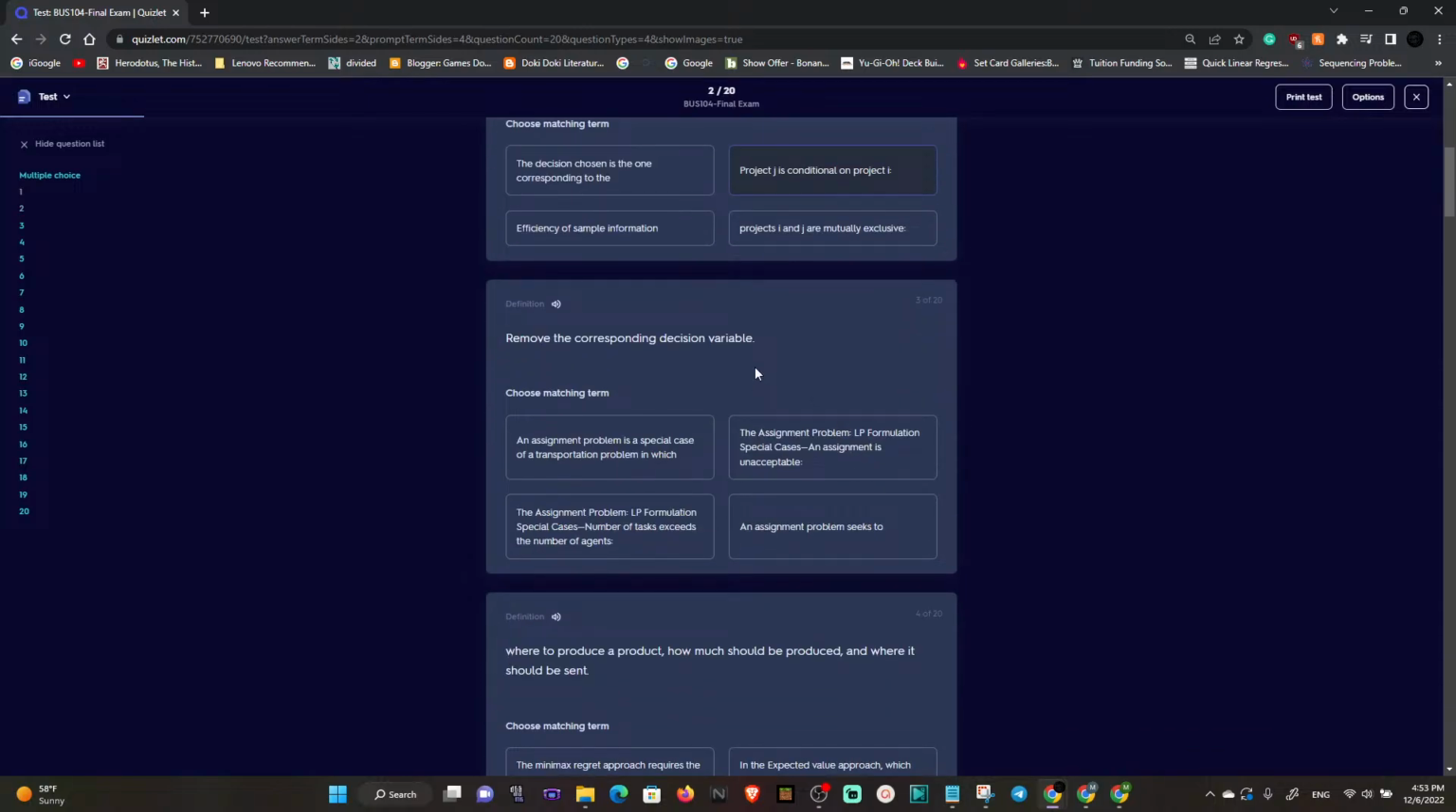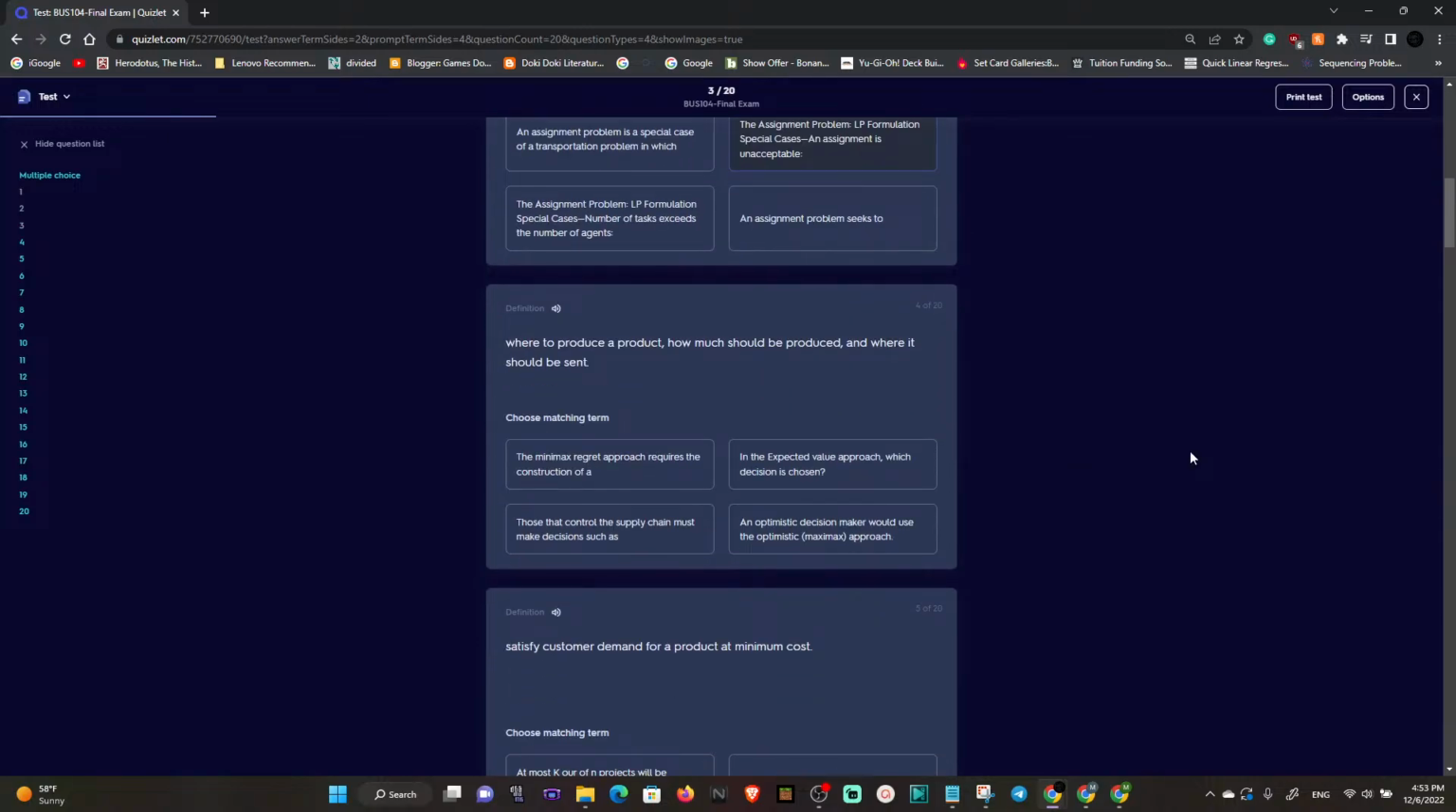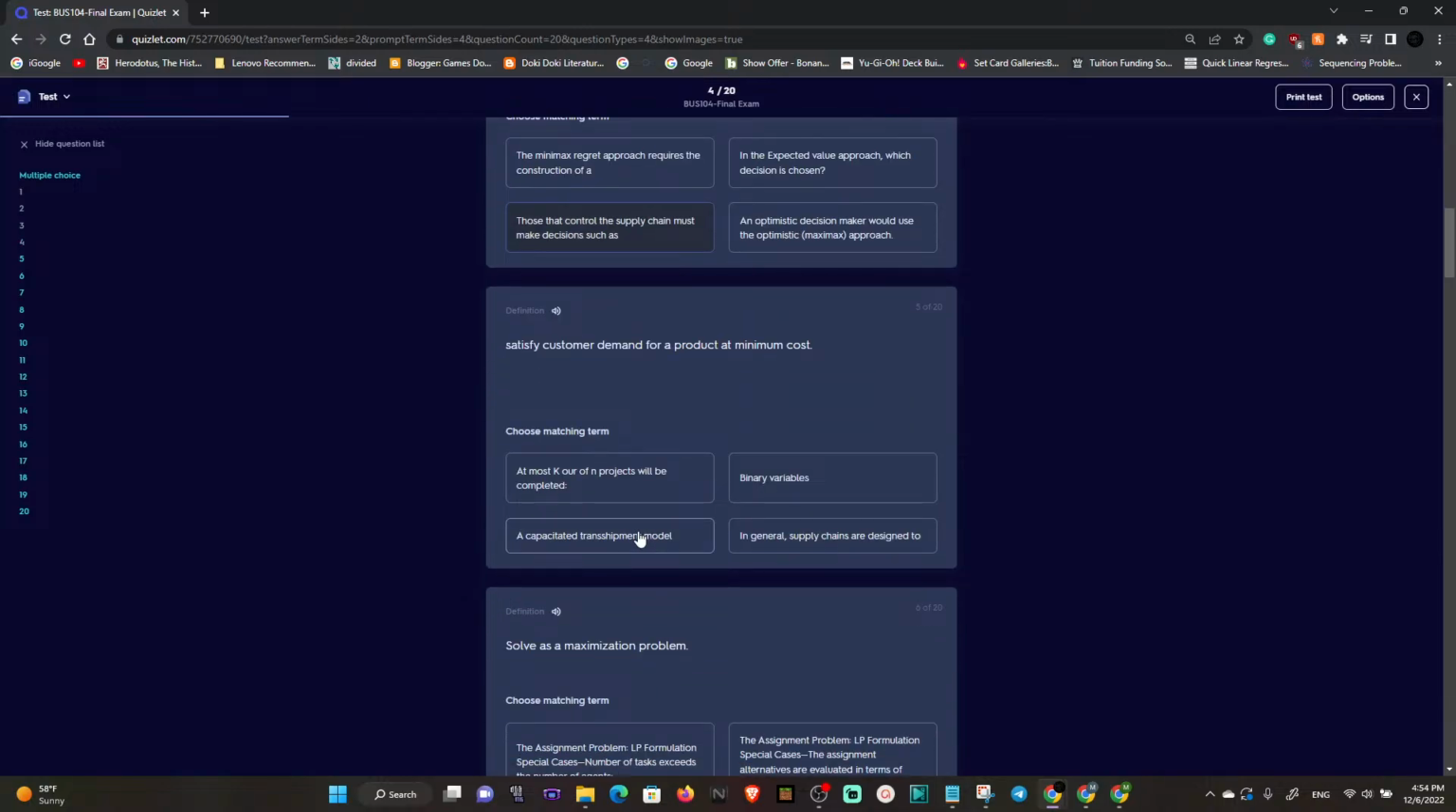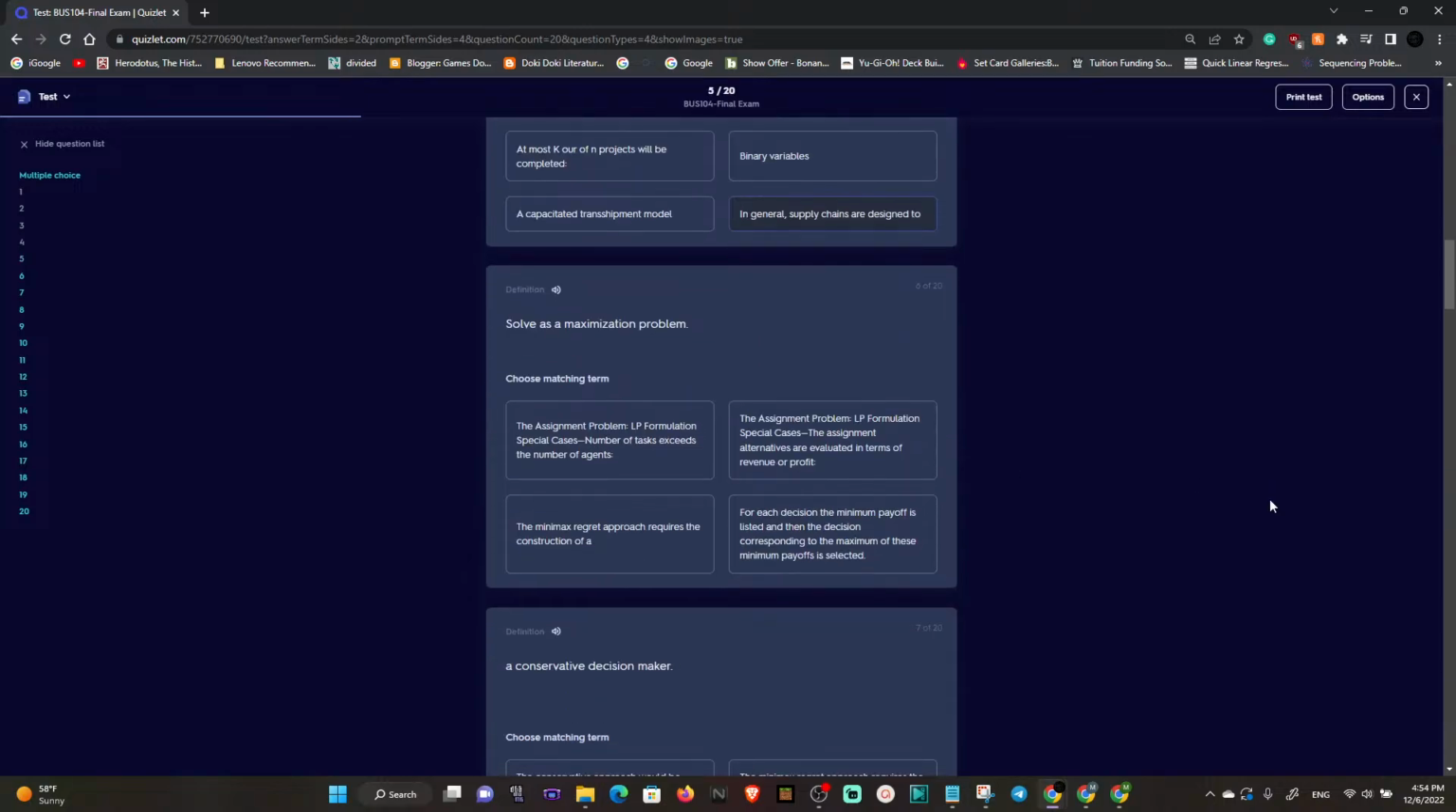Remove the corresponding decision variables. An assignment is unacceptable. You're up. Why produce a product? How much should be produced and where it should be sent? The supply chain. B. Satisfy customer demand for a product at a minimum cost. That's what supply chains are designed to do. Solve as a maximization problem. Maximization.